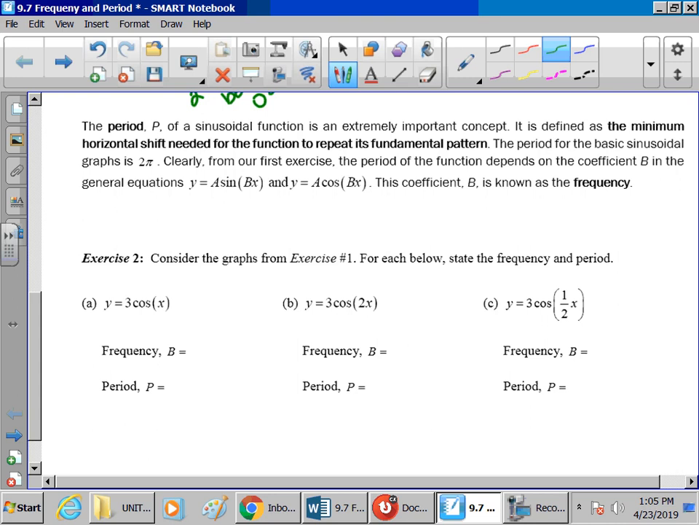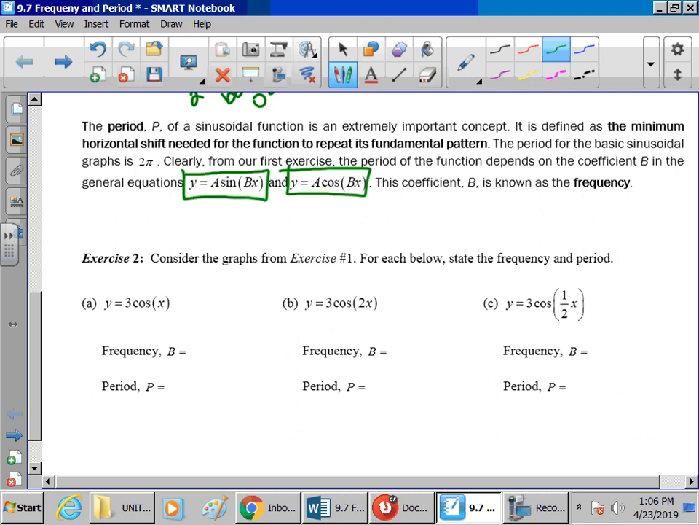So we've talked about a before, we've talked about c before. Now we're finally introducing b, which is the number that sits in front of the x, or the theta, or the alpha, or whatever we happen to be using to represent the independent variable. All right, so now consider the graphs from exercise number 1. For each of the following, state the frequency and the period.